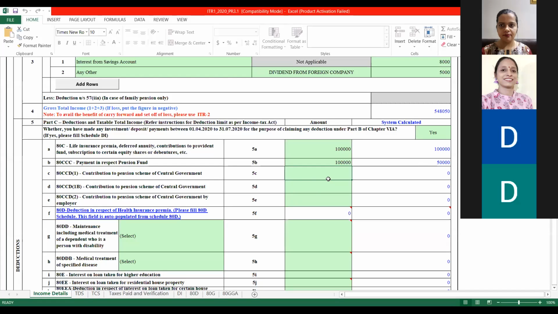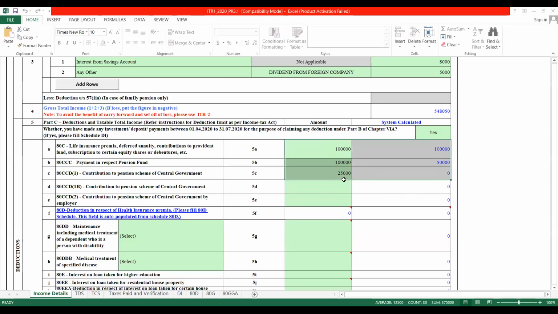Now we will try to see, say for example, I have certain contributions towards it. So I will take 25,000. See, it is taking 0. Why? Because the total of these 3 should not be more than 1,50,000, and because of which it is not adding it up.